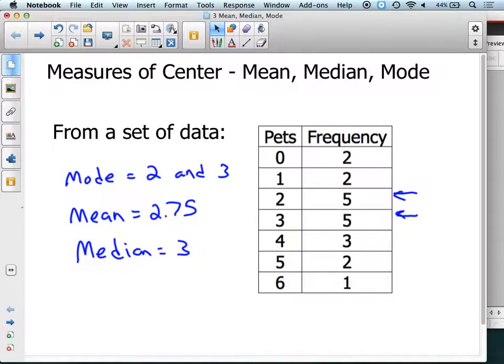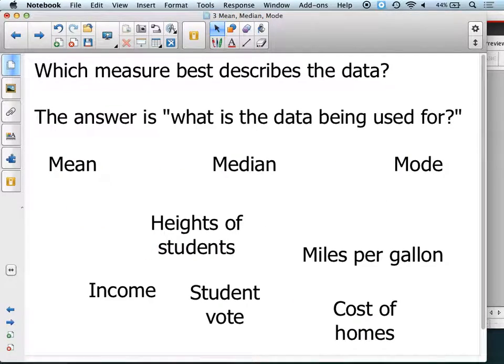So that's a really good question. Which measure best describes the data? Well, in actuality, it's what's the data being used for? Is the mean an average? Are we looking for the average value of something? If we're talking median, is that like the middle number of things? Do we want to know what occurs most often? Do we want to know the mode?